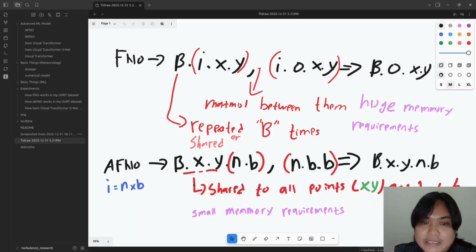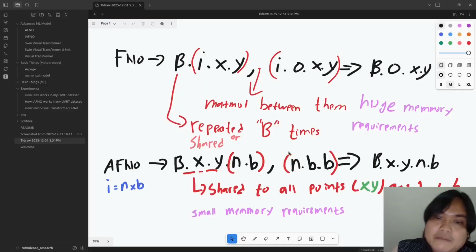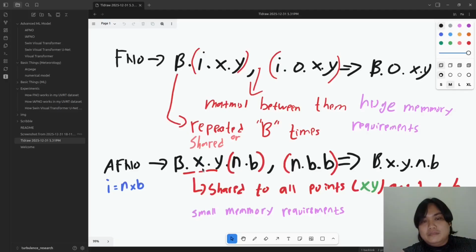That's why, because the shape of the weight is like this, if we do the matrix multiplication, you see here, it can cover all of the dimensions in the AFNO input, right? So that's why it can cover them.